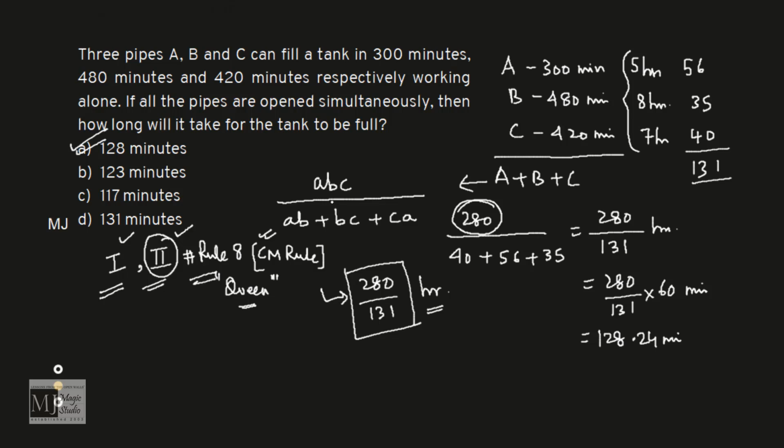You may use any method, but don't start with 300, 480 and 420. Convert them into hours, bring them into smaller numbers and then solve. I hope this piece of information and guidance will help you in solving easy questions in no time. These are easy, but I've seen people consuming a greater amount of time. And yes, I've seen people marking 131. I don't know how, 131 is in the denominator. And maybe by mistake, I've seen people marking 123 also. But the correct answer in this case is 128.24. We should mark 128 minutes.